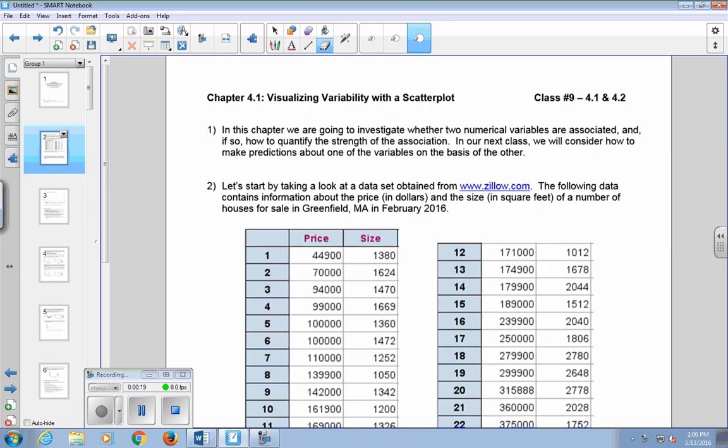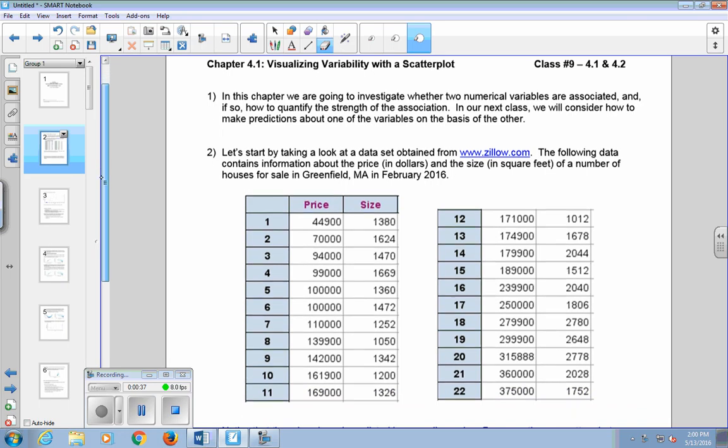So Chapter 4.1, Visualizing Variability with a Scatter Plot. In this chapter, we're going to investigate whether two numerical variables are associated, and if so, how to quantify the strength of the association. In our next section, our next class, we'll consider how to make predictions about one of the variables on the basis of the other.